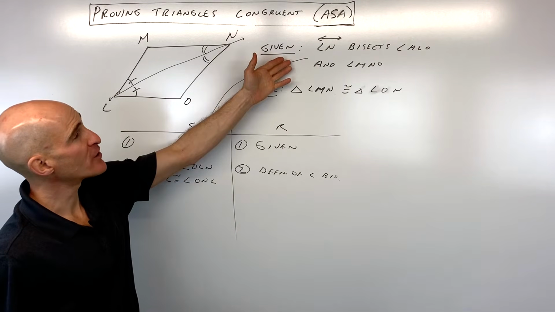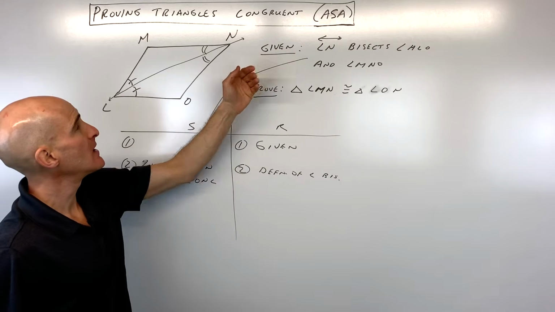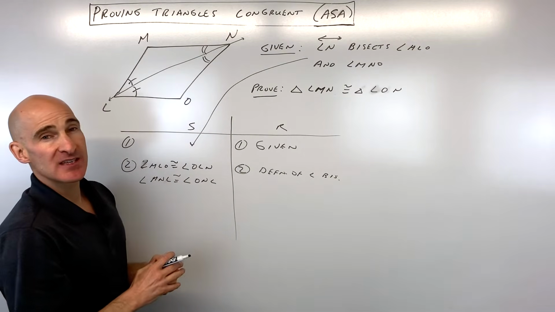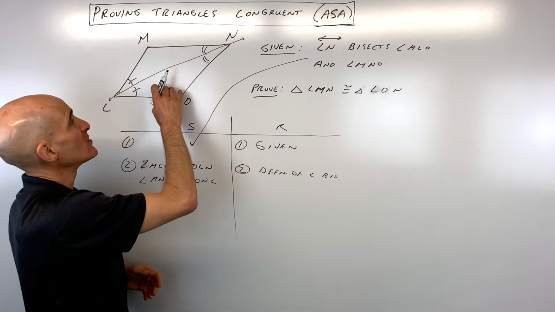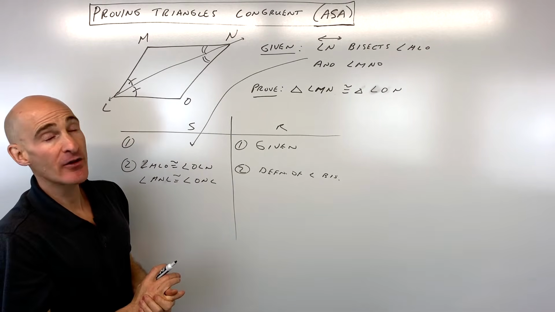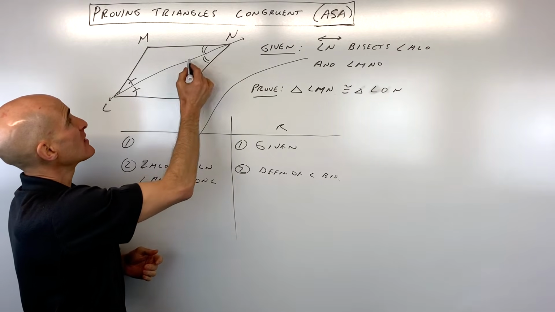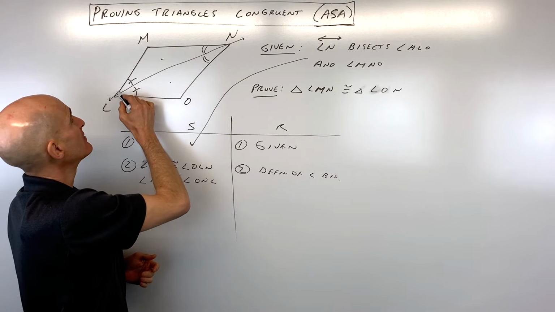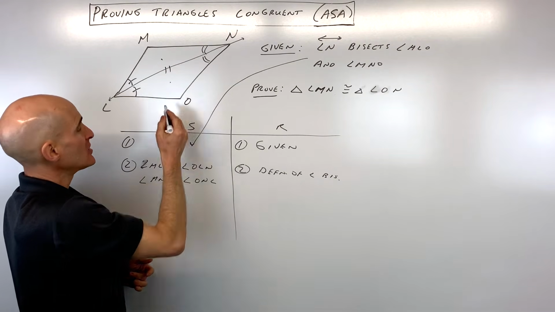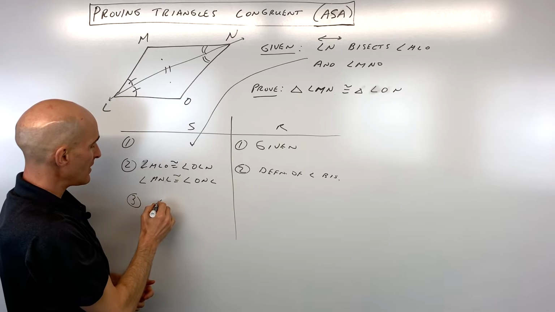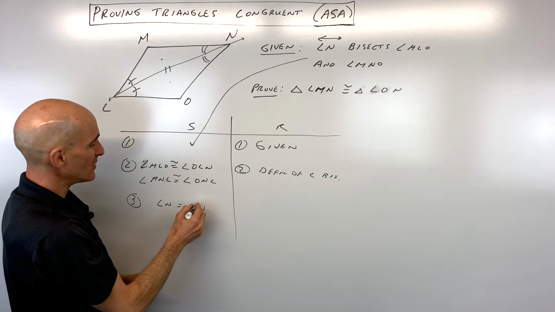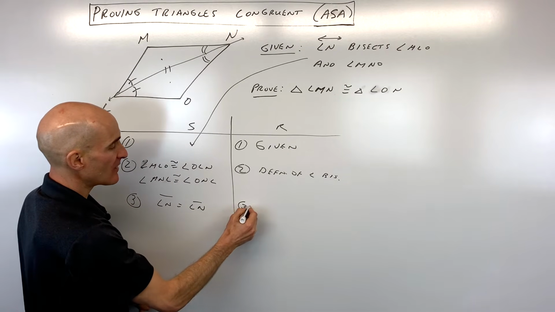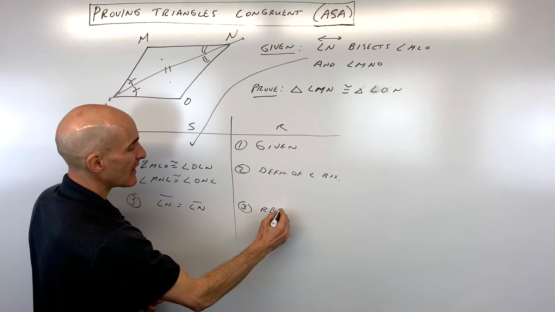Okay, now it looks like we figured out everything that we can from the givens. Now I like to go to the diagram. I like to say, well, is there anything that I can show is congruent between these two triangles from the diagram? Well, it looks like they're sharing this side. These two triangles have side LN in common. So I'm going to say for step number 3, LN is congruent to LN. And the reason for that is the reflexive property.